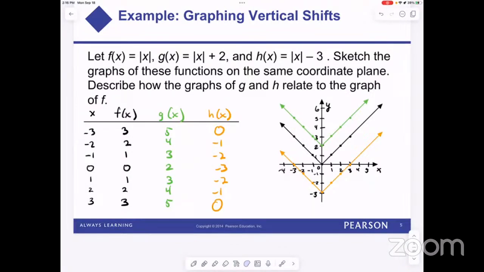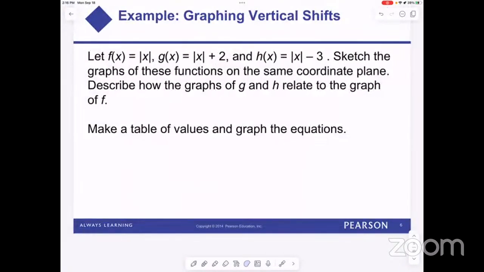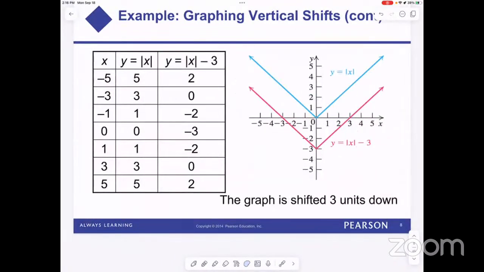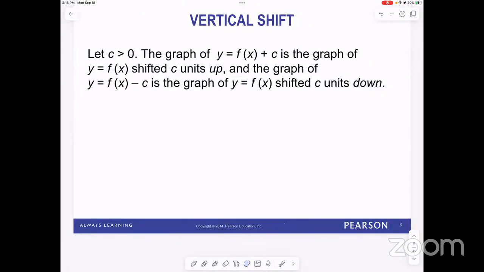So then I think we have a type version of what we just experienced. Absolute value, when we added 2 on the outside, I moved it up by 2 units. When we subtracted a positive on the outside, it moved it down that many number of units. It was 3 in this case. So let C be some positive number, then the graph of y equals f of x plus c is going to be the graph of y equals f of x shifted c units up. And the graph of y equals f of x minus c is going to be the graph of y equals f of x shifted c units down, right?